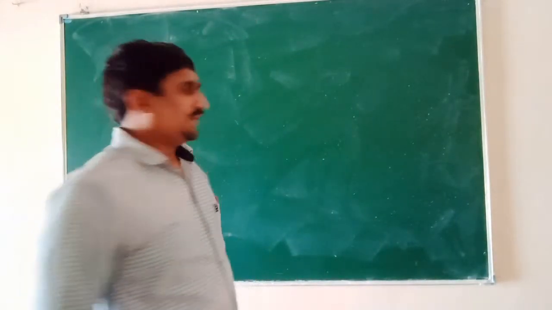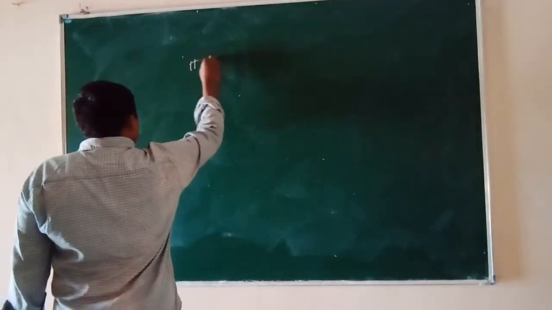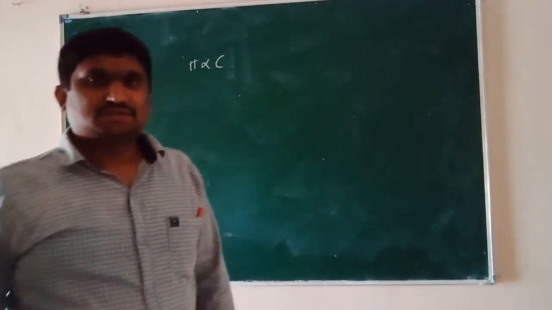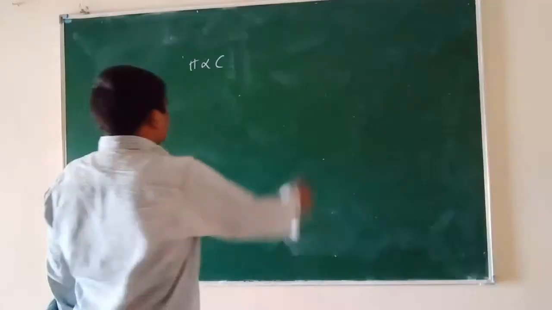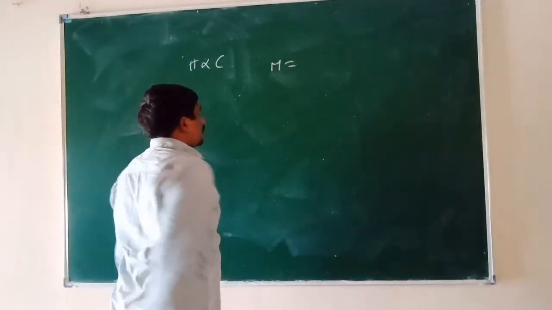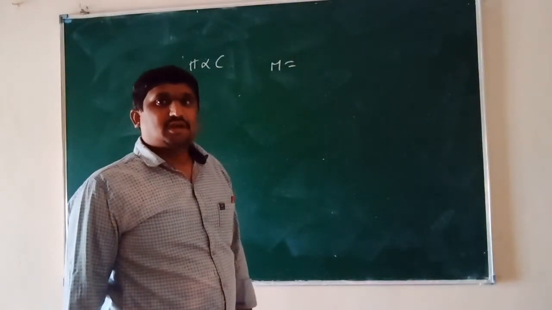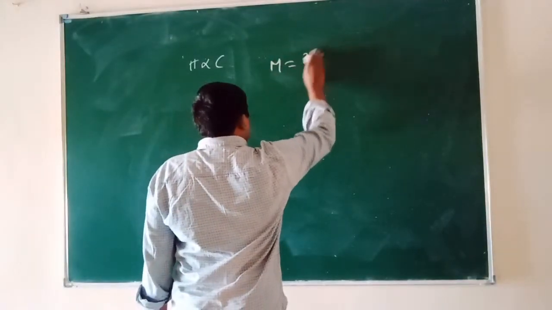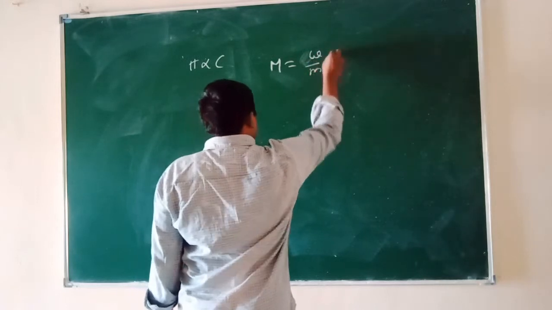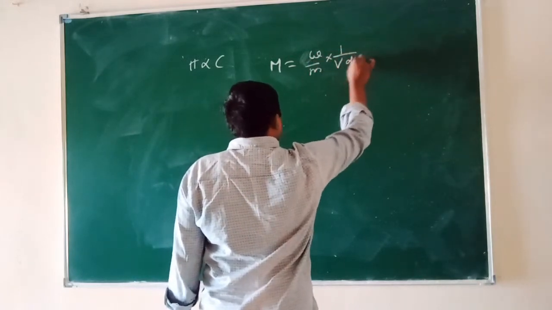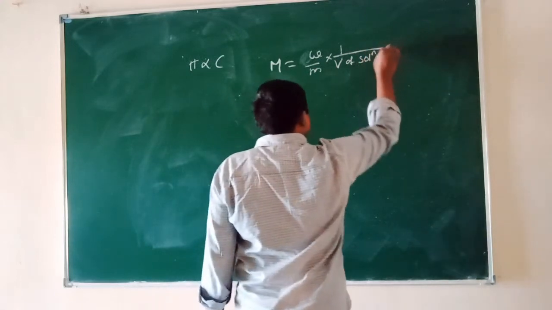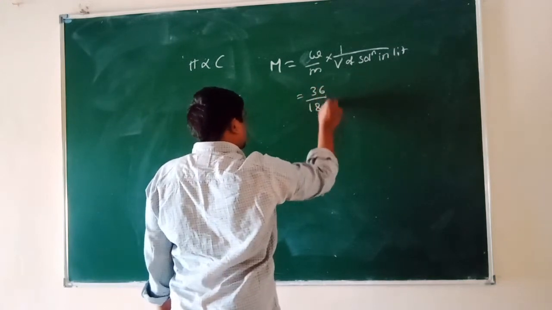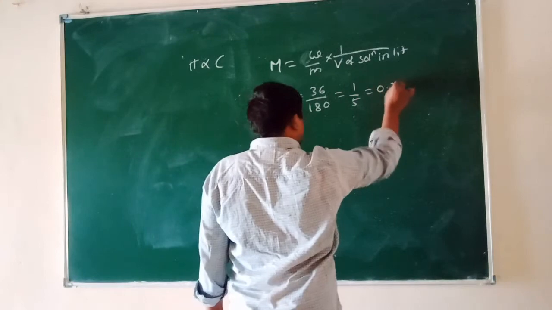What will be its concentration? We know clearly that osmotic pressure is directly proportional to concentration. So first of all, calculate the concentration. They give me 36 grams of glucose. For osmotic pressure, we use molarity. So 36 weight by molecular weight into 1 by volume of solution in liters. 36 by 180 is 1 by 5, which is 0.2.